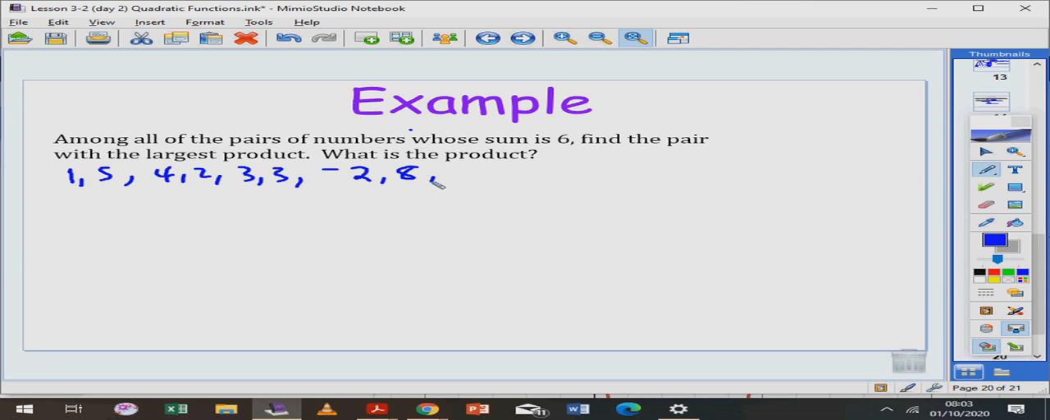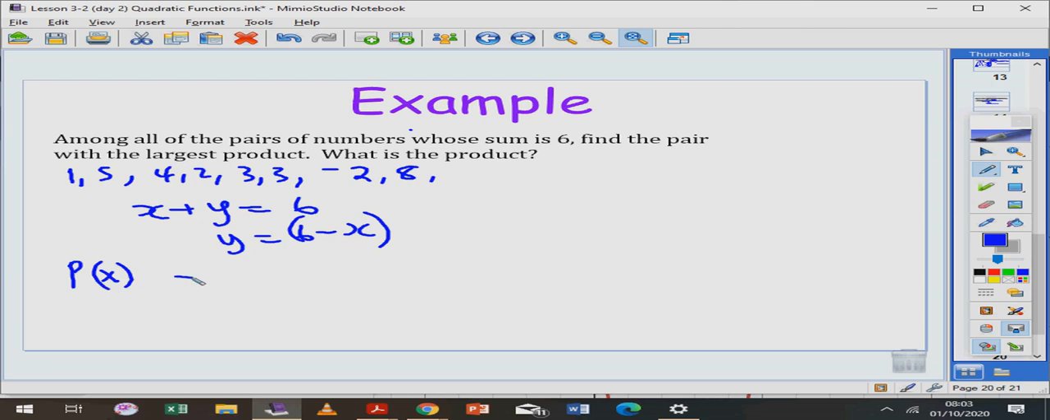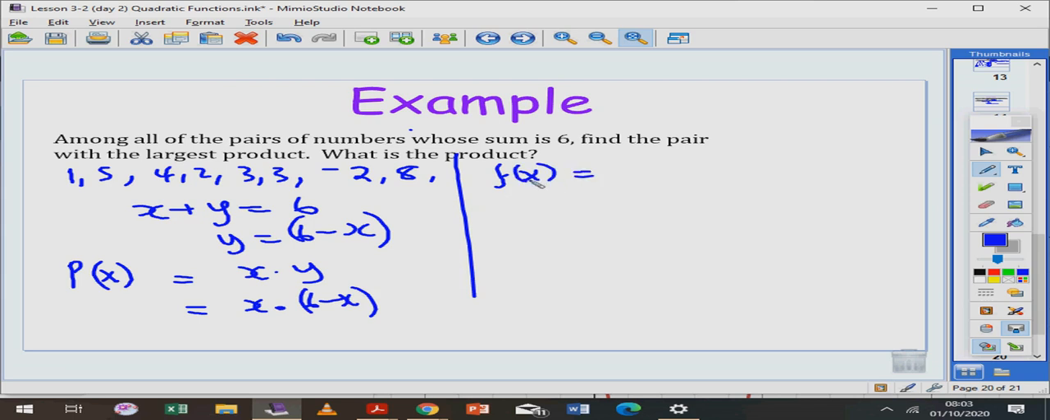And I know that the expression for the product will be x times y, right? So the function of the product is x times y, which is x times 6 minus x. That's the function of the product. Remember in this case x simply means the first number, and y is the other value. So if I expand this, I have 6x minus x squared, which can be written as negative x squared plus 6x. Again, a function that looks like this.